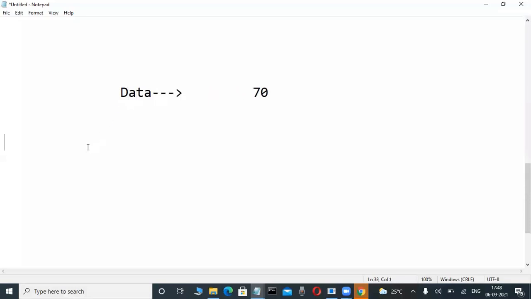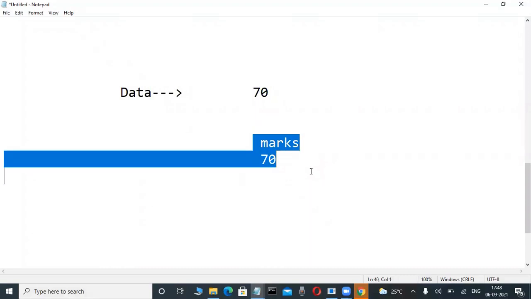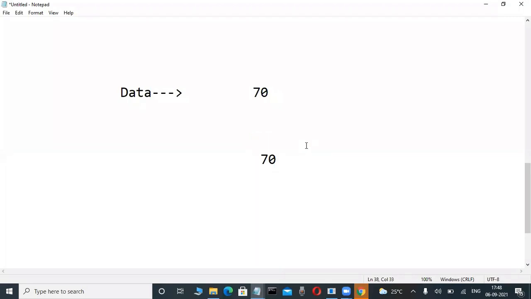But unfortunately, in my project side, this is 70 above. For example, in the representation side, the same 70 is there. In this 70 above, I am writing some text only. Suppose here, I am writing marks. Marks 70 is a what? Which one? Information or data? Very good. Information. Meaning is there or not? Suppose here, I am writing rupees, maybe 70 rupees. That is data or information?